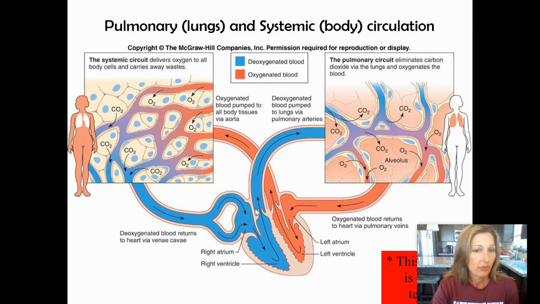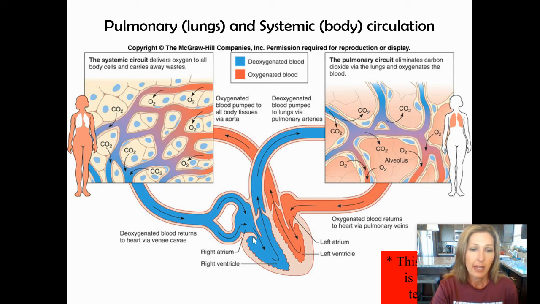Now, your heart has four chambers. We're going to talk about that. There are two major veins that enter into the heart, and there's two major arteries that leave the heart that we'll have to make sure that we understand. But your heart is actually divided into a right side and a left side.